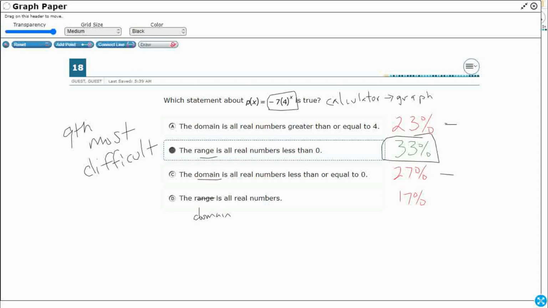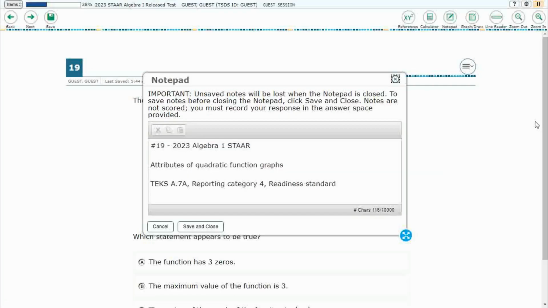I don't know if students are struggling with domain and range, but they have to do that with linear functions and quadratics. So hopefully they know the difference between those two terms. But we just need to open up our calculator and graph and visually display that to identify the domain and the range. So for number 19, we are looking at attributes of quadratic function graphs.